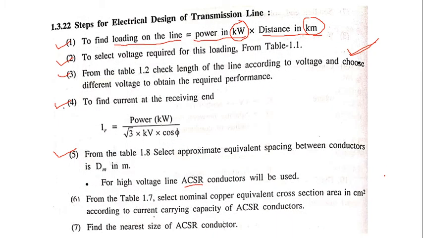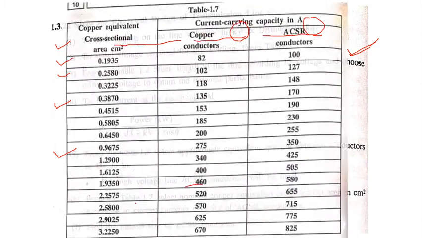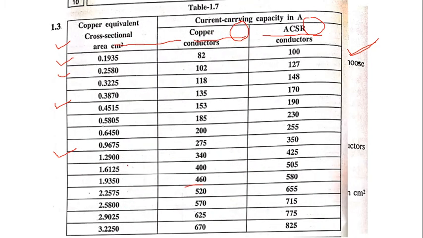Now moving forward, from table number 1.7, select the nominal copper equivalent cross sectional area in centimeter square according to the current carrying capacity of the ACSR conductor. This table we already studied in previous video lectures. So from table 1.7 we can find the nominal copper equivalent cross sectional area, the copper conductor area or ACSR conductor area.